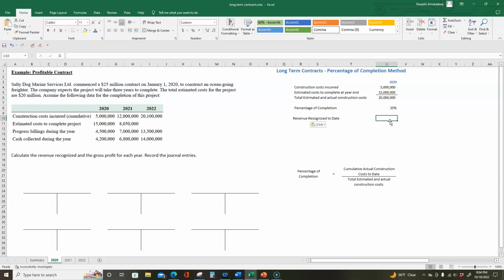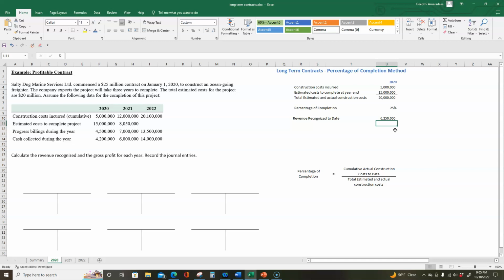How much is our total revenue? The question said this is a $25 million contract. When we're done, we will get $25 million. In 2020, we're 25% complete. Therefore, we can recognize 25% of that 25 million. So to figure that out, I'm going to multiply 25% by 25 million total contract price. And that gives us revenue recognition to date of $6,250,000.